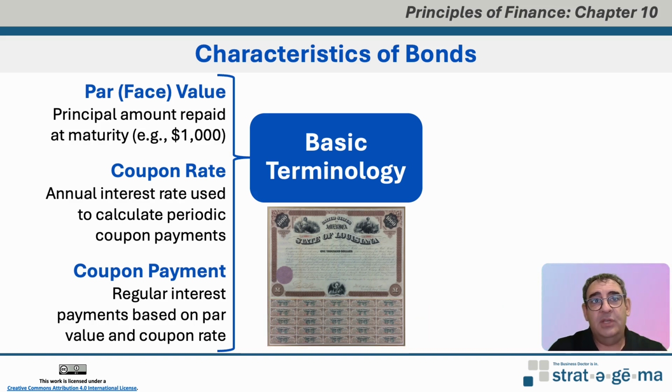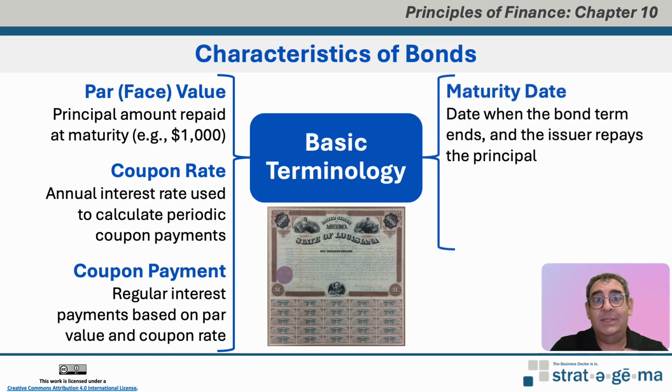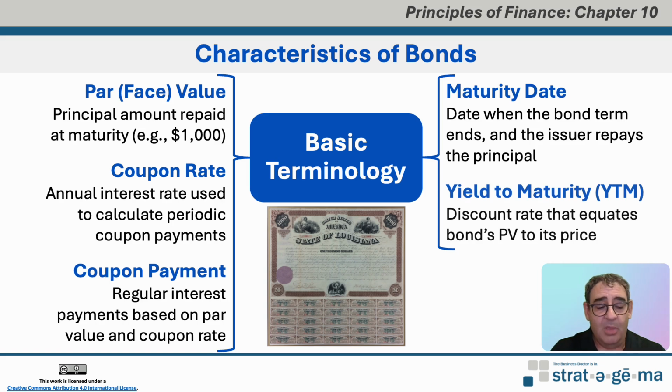So the coupon rate is the interest rate that's used to calculate those payments. And the coupon payment is the regular interest payment based on the par value of the bond and the coupon rate. So the coupon payment is the par value or face value times the coupon rate. The maturity date, of course, is the date that the bond term ends, and that's when the issuer has to repay the principal to the investor. And then finally, the yield to maturity, or YTM, is the discount rate that equates the bond's present value to its price. So YTM is a term that you'll see very frequently along with coupon rate, coupon payment, etc.